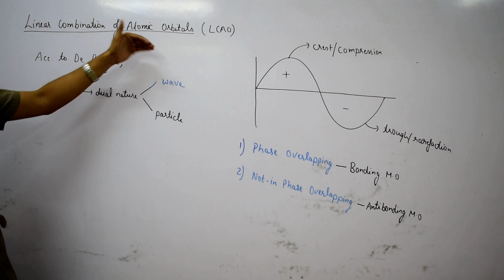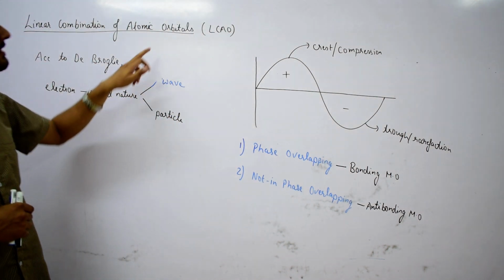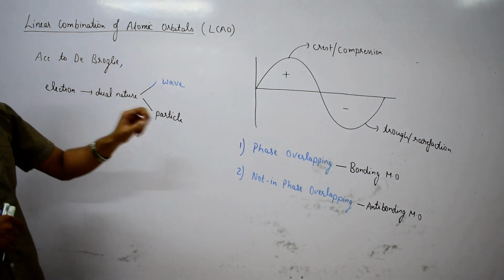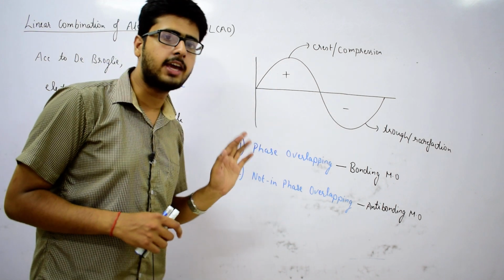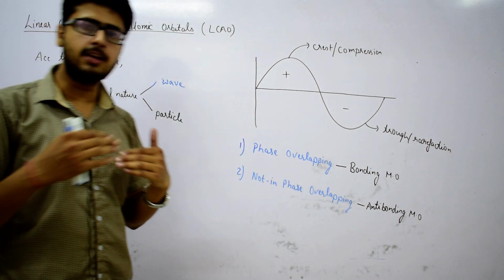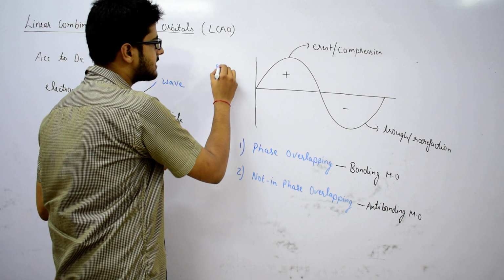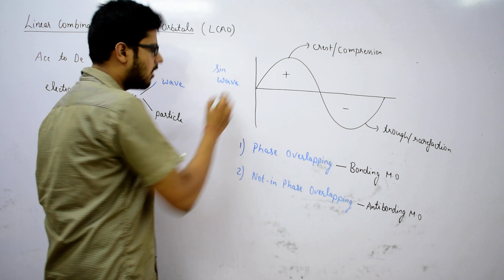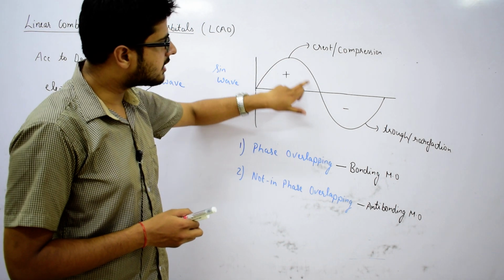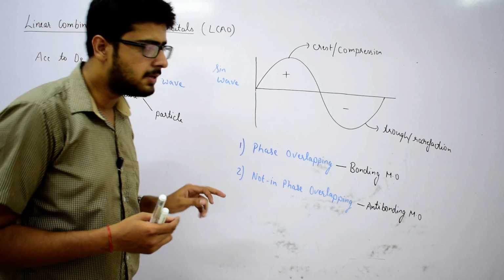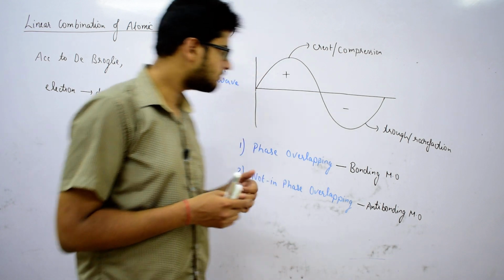So, in this case, when we are discussing the formation of molecular orbitals, we will treat the electron as a wave. We know that when a wave is travelling, we take the example of a sine wave. This is a typical sine wave. We all know about waves. This is the origin, this is the crest portion or compression, and this is the trough portion or rarefaction.